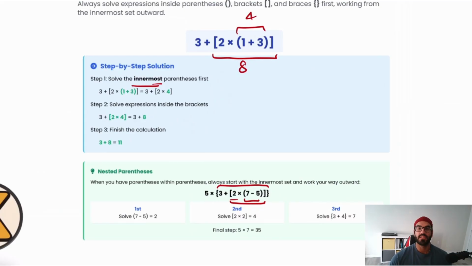So remember, it doesn't matter how many parentheses you have. At the very beginning, you have to just start from the innermost one, and after that spread out to find the outer layer parentheses.